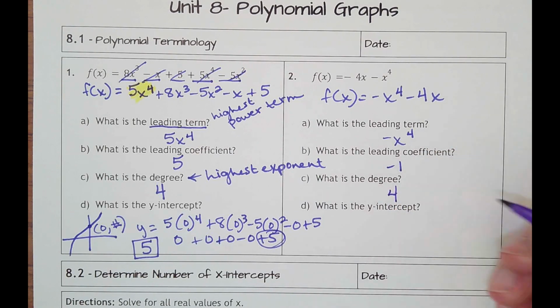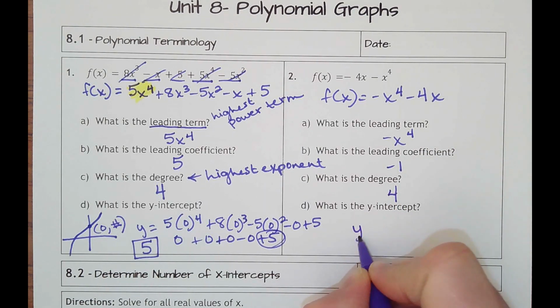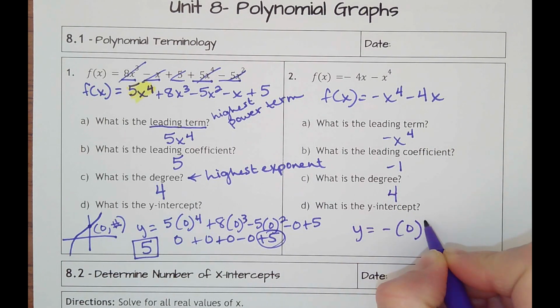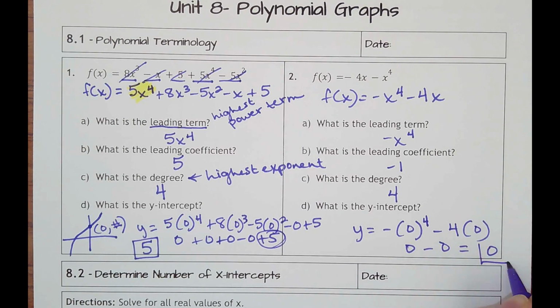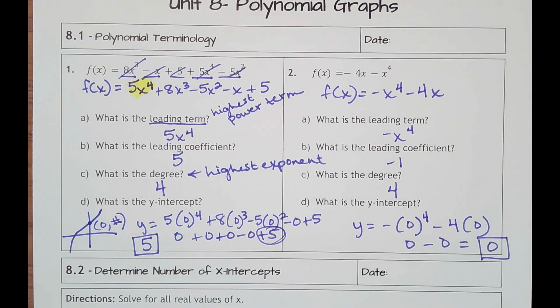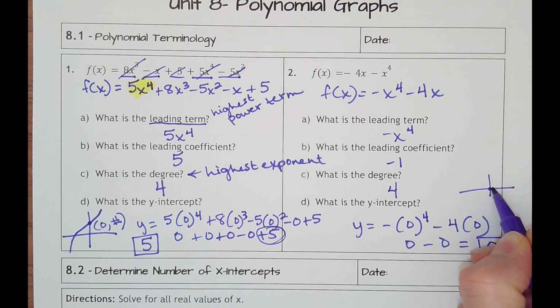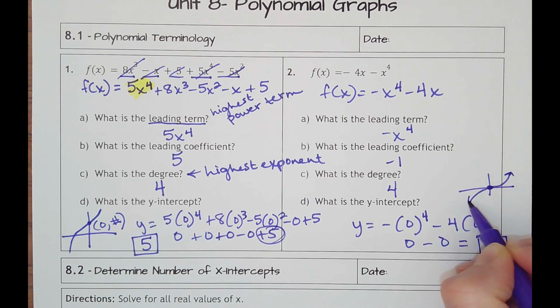That would be 4. Y-intercept, you're going to plug in a 0 and take it to the fourth power. That's 0. Minus 4 times 0. Everything is going to be 0. So 0 is going to be your y-intercept, which would mean it's going through the origin somewhere. And that's it.